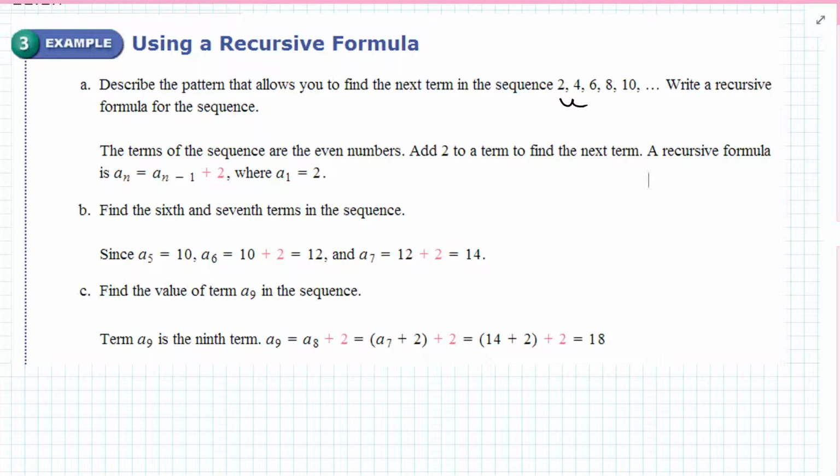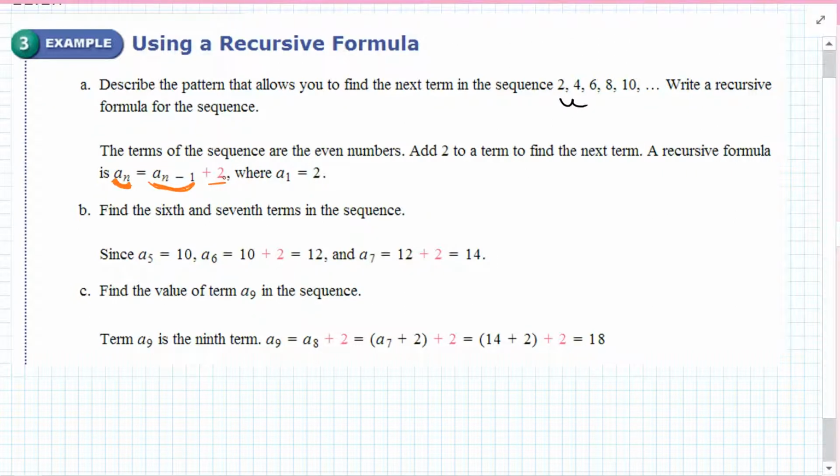So use the recursive formula. Describe the pattern that allows you to find the next term of the sequence. The terms of the sequence are even numbers. Add 2 to the term to find the next one. So the recursive formula would be a_n equals a_(n-1) plus 2. Remember, this is current term is equal to the previous term plus 2.